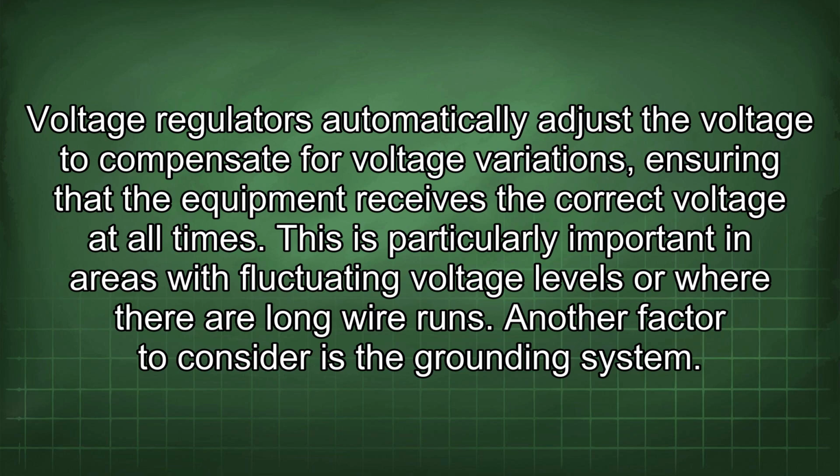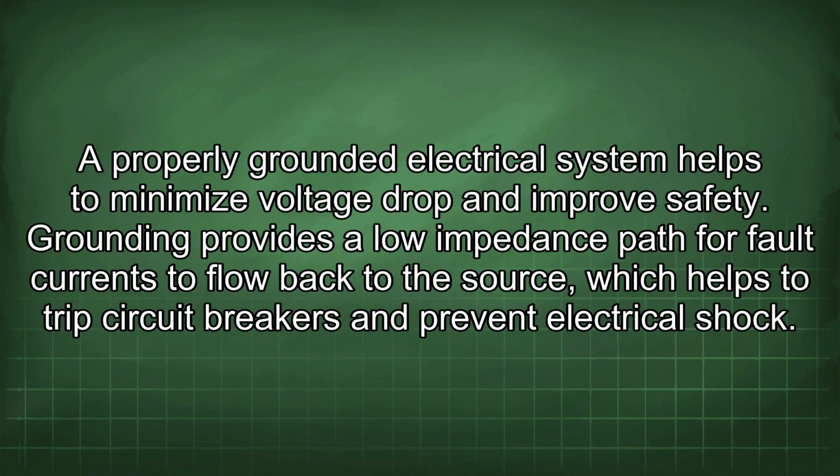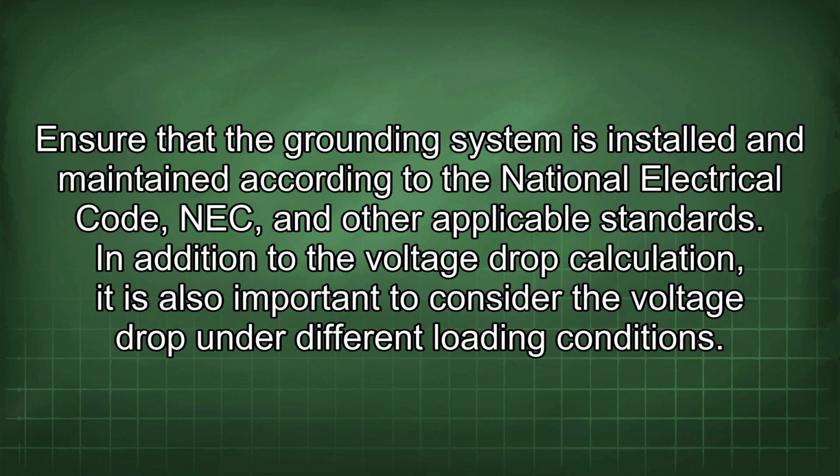Another factor to consider is the grounding system. A properly grounded electrical system helps to minimize voltage drop and improve safety. Grounding provides a low impedance path for fault currents to flow back to the source, which helps to trip circuit breakers and prevent electrical shock. Ensure that the grounding system is installed and maintained according to the National Electrical Code (NEC) and other applicable standards.